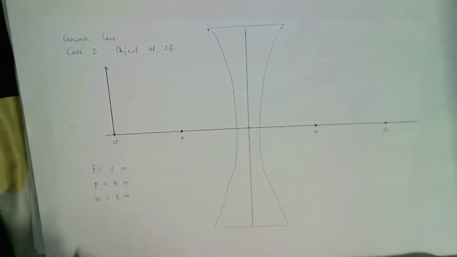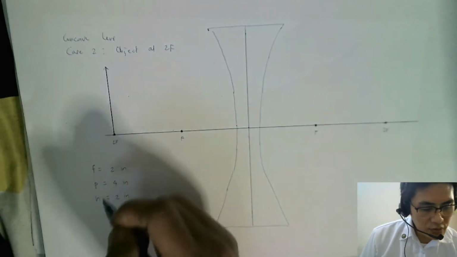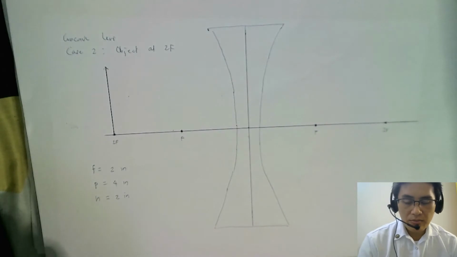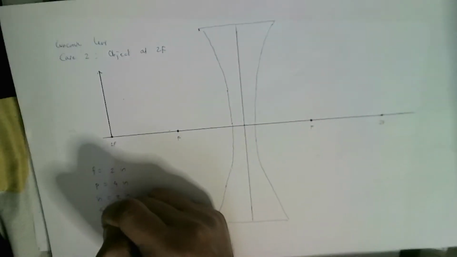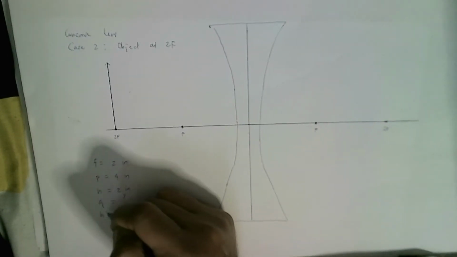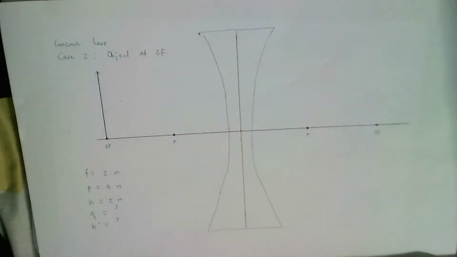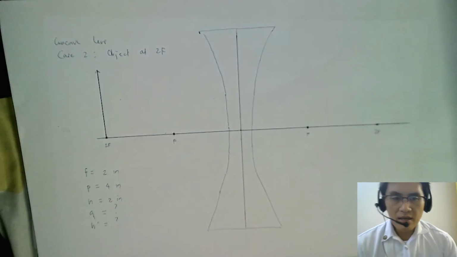And again, in order for us to gauge what the image will be, we have to know two things. We have to be able to calculate the q, which is the image distance, and the h prime, which is the image height. Okay, so this time, just for fun, let's make it reverse.